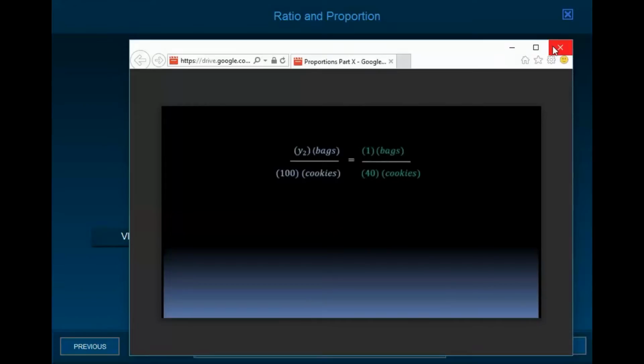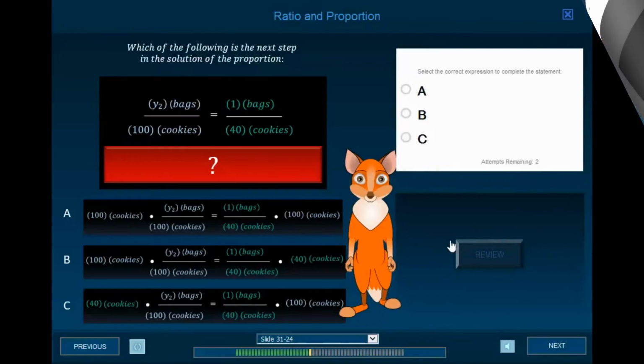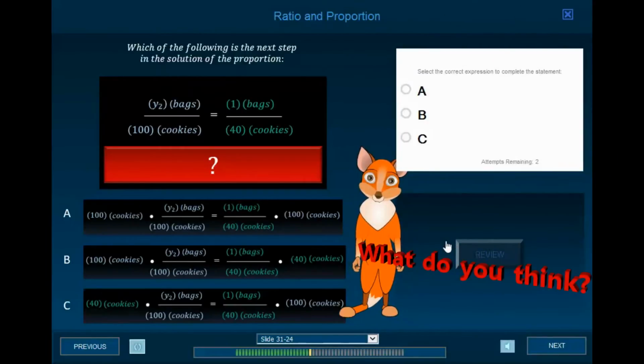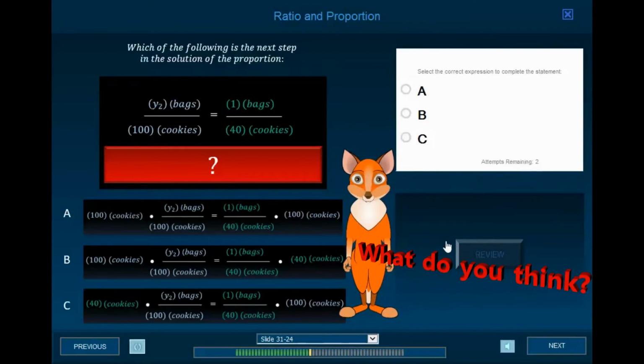So our first step with this proportion is, with the left-hand side of the proportion, we multiply by 100 cookies. And we know that we have to multiply the right-hand side of the proportion by the same expression, 100 cookies, in order to still have a true statement. Which of the following is the next step in the solution of the proportion?